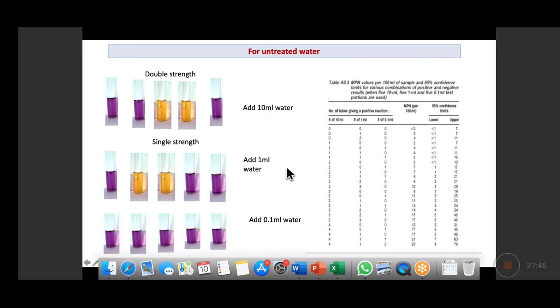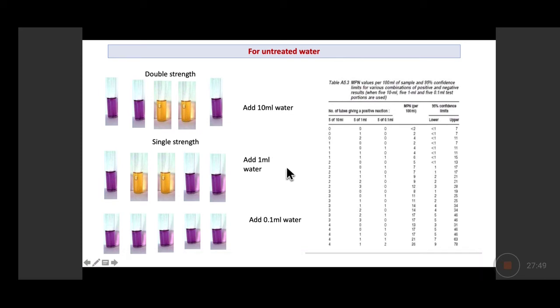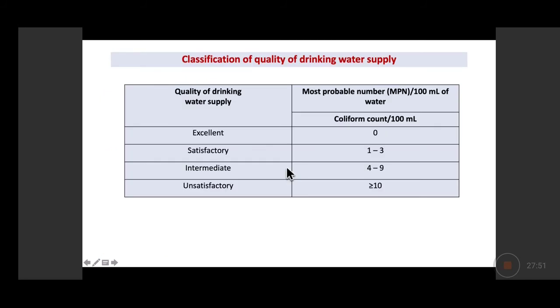Okay. Now we have taken this reading. We have to see what is the interpretation. Okay. So again, this is being given. If the reading is more than 10 or equal to 10, then the water is unsatisfactory. If it is 4 to 9, then it is intermediate. If it is 1 to 3, then it is satisfactory, and if it is 0, then it is excellent. Okay, so this is how we see whether the water is satisfactory to use, or it can be used for drinking purposes, it is excellent, or it is unsatisfactory.